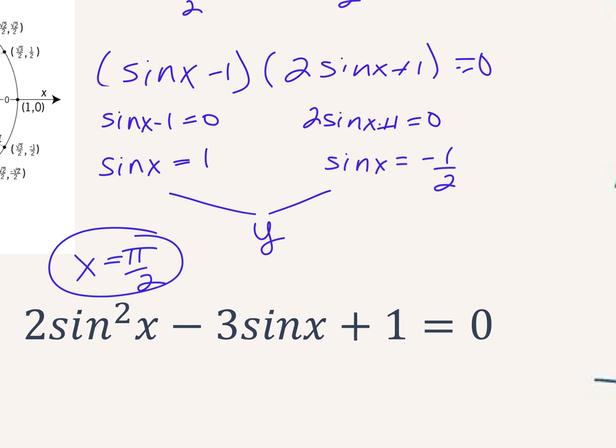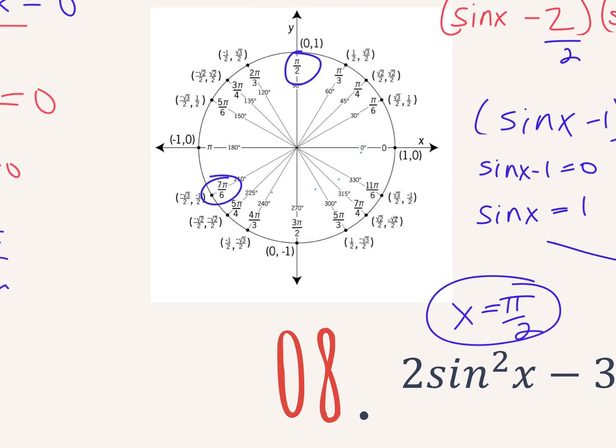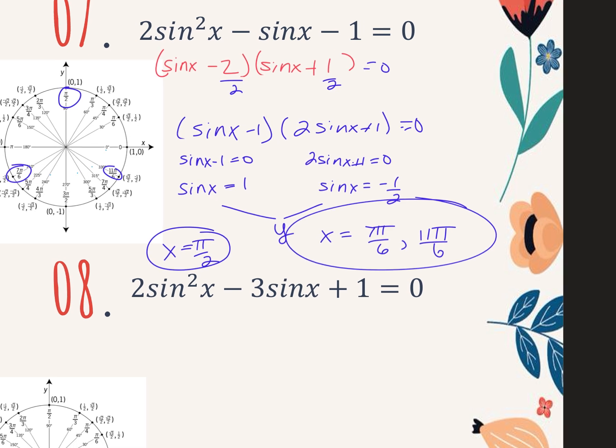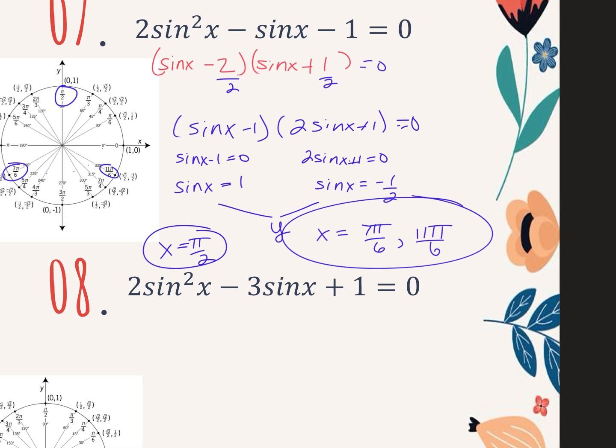And then my other one, I'm looking on the unit circle where my y values are negative 1/2. Where are those? 7 pi over 6 and 11 pi over 6. So this one has 3 answers. So 7 pi over 6 and 11 pi over 6. Very good. So when you factor, does the angle always have the same denominator? No, because you're looking at two different places. Like if you notice for where the sine values are negative 1/2, they both have the same denominator. 7 pi over 6, 11 pi over 6.